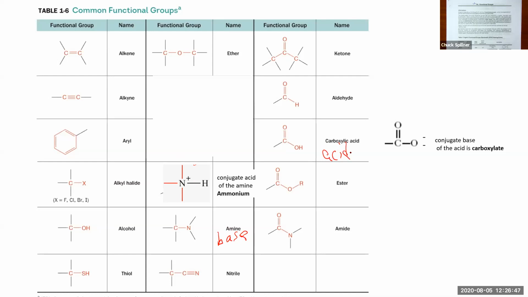So you can react a carboxylic acid with an amine, and what you'll end up with is an ammonium, which is the conjugate acid of the base. You'll end up with a carboxylate anion, which is the conjugate base of the acid.